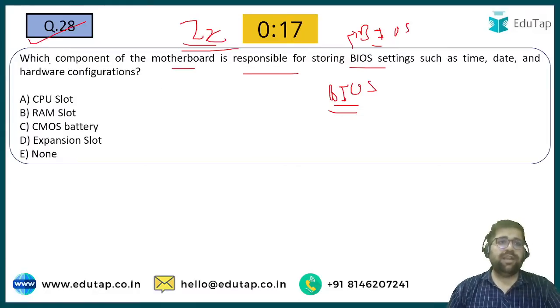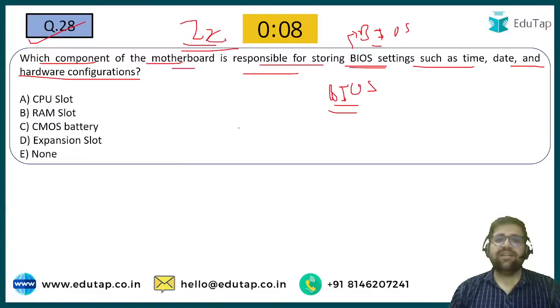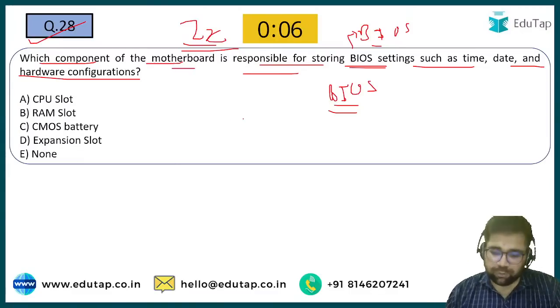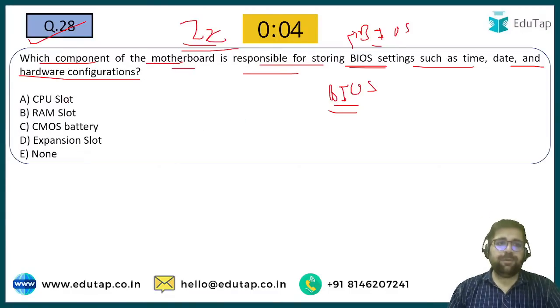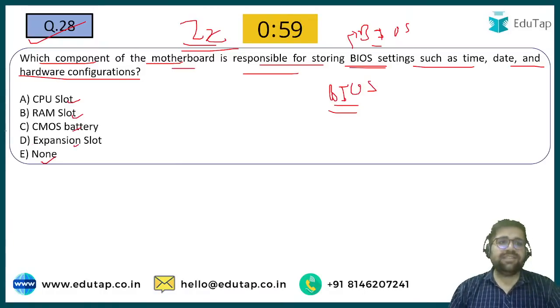But question number 28. Which component of motherboard is responsible for storing BIOS such as time, data and hardware configuration? Also, by the time I have to ask one more question. Chalo, I will ask you later. CPU slot, RAM slot, CMOS battery, expansion slot or none? Yes, the answer will be CMOS battery.